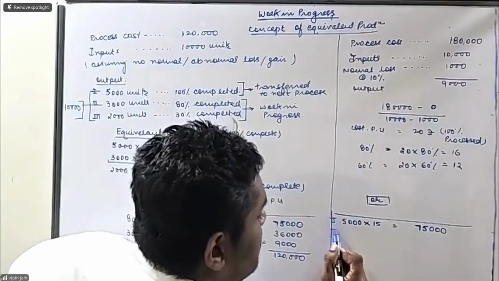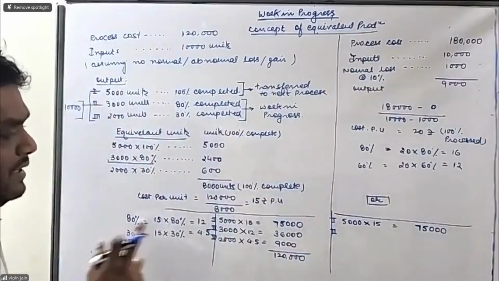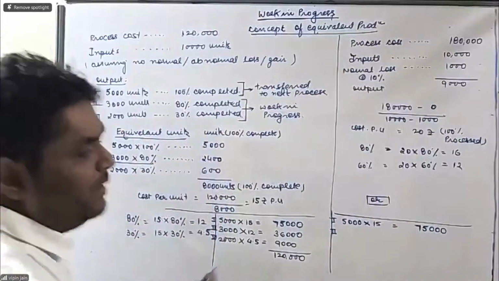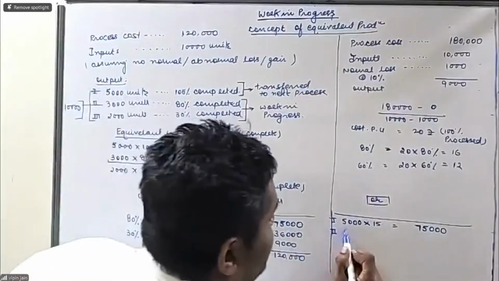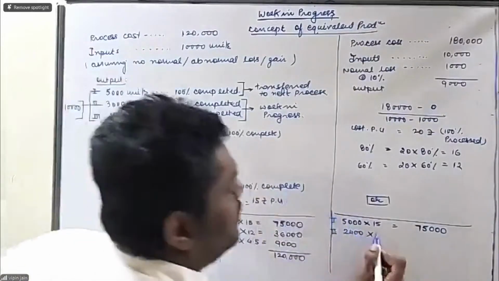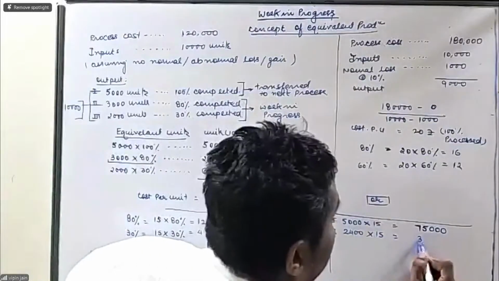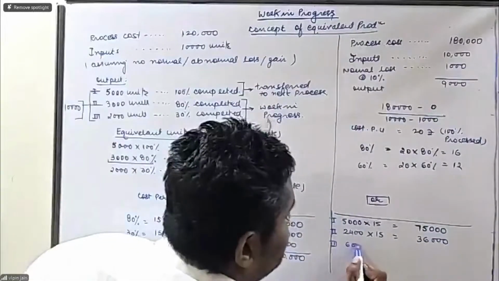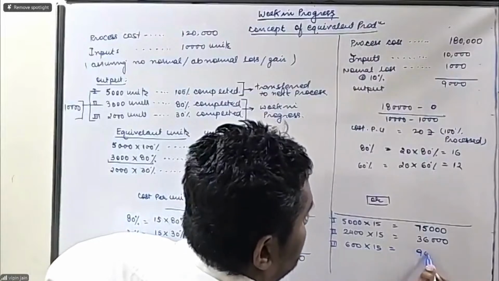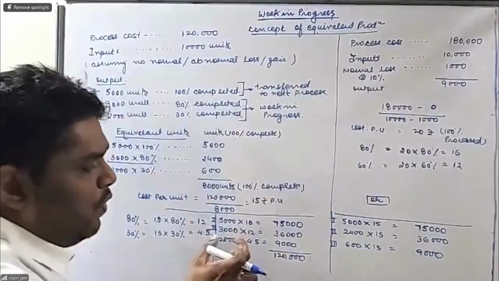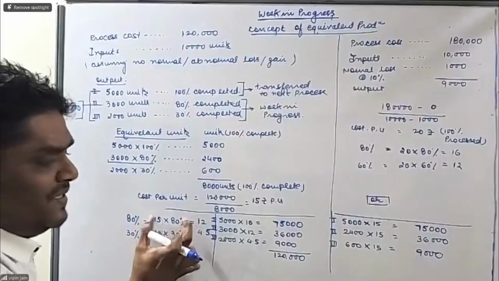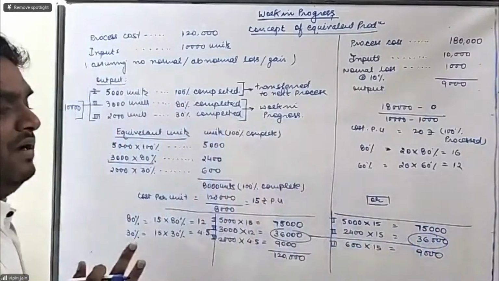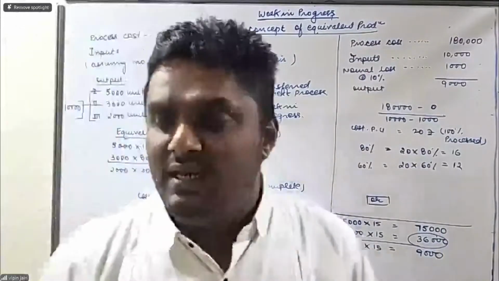So this is first. For the second category, 3,000 units that are 80% complete will be equal to 2,400 units that are 100% complete. So instead of taking 3,000 here, we can directly take 2,400 into 15. So this will be 36,000. And for the third category, again, the equivalent number of units are 600 into 15. So this will be 9,000. As I said, the cost of 3,000 units that are 80% complete will be equal to 2,400 units that are 100% complete.